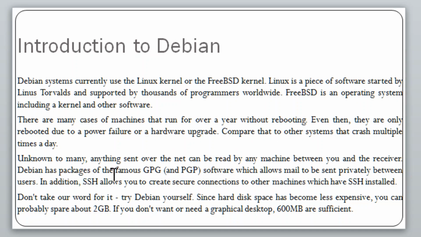Unknown to many, anything sent over the net can be read by any machine between you and the receiver. Debian has packages of the famous GPG and PGP software, which allows mail to be sent privately between users. In addition, SSH, or Secure Shell, allows you to create secure connections to other machines which have SSH installed, meaning anything you send over that connection is going to be encrypted and not in plain text, which can't be read. But don't take our word for it. Try Debian for yourself. Since hard disk space has become less expensive, you can probably spare about 2 gigabytes. If you don't want or need a graphical desktop, 600 megabytes is going to be more than enough to run Debian.